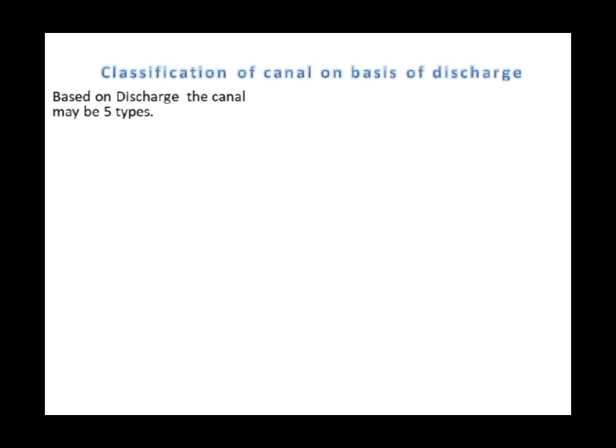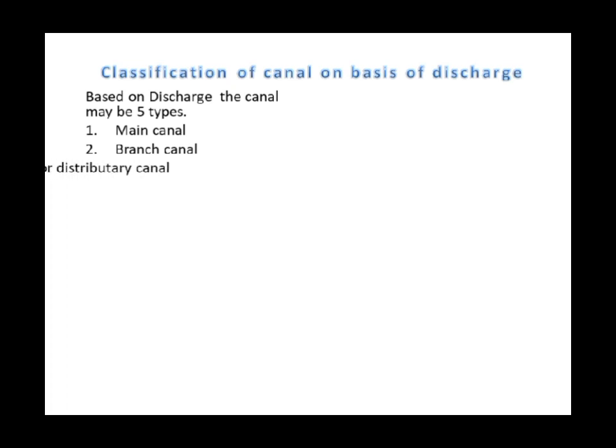Based on discharge, the canal may be of 5 types: 1. main canal, 2. branch canal, 3. major distributary canal, 4. minor distributary canal, 5. field canal.